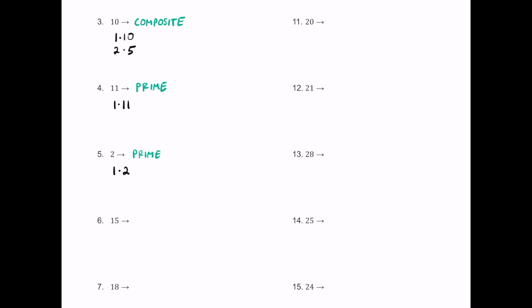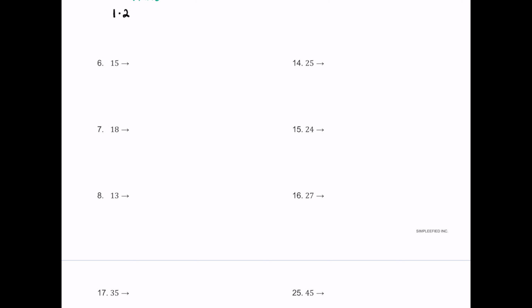All right. For number 6, we have the number 15. So we, of course, have 1 times 15. I'm trying to think. I know, 3 times 5 is 15. So we were able to come up with another one. And so that is going to be a composite number as well.